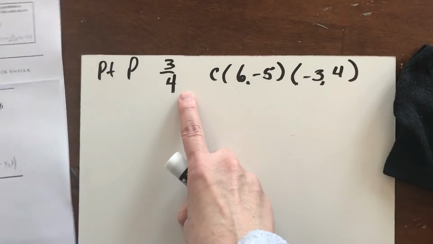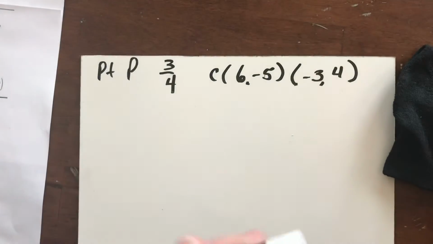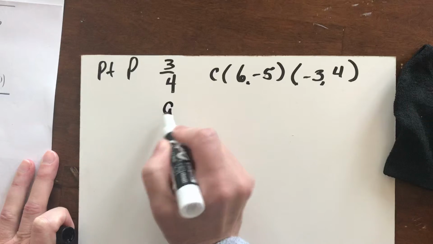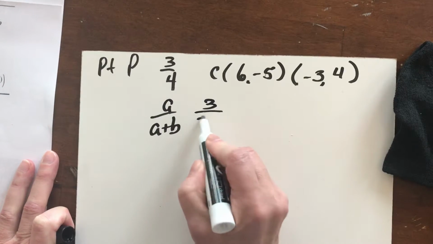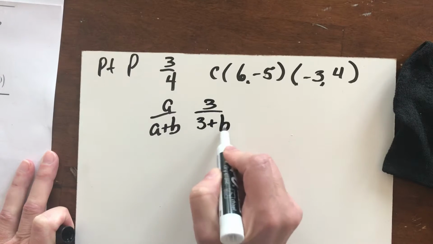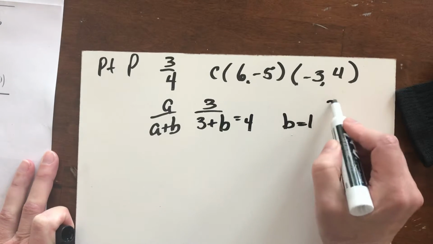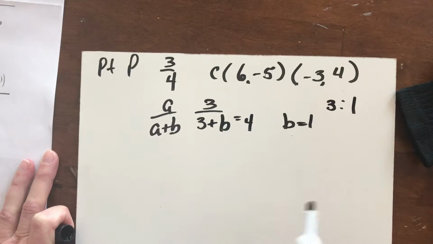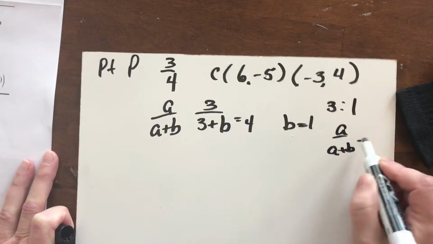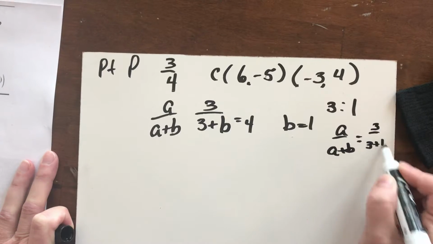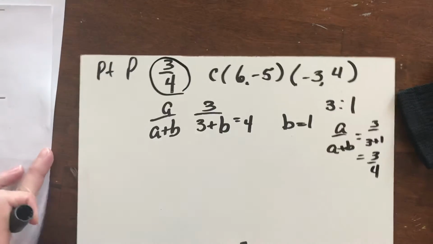Now, 3/4 is not a ratio. I want 3/4 of the way along the segment. So if you think about it, the ratio has to be A over A plus B. So if 3 is A, what plus 3 is going to equal 4? Well, that B would be 1. So your ratio would be 3 to 1. But it's not going to matter because if you do this as A over A plus B, you're going to end up with 3 over 3 plus 1, which is 3 over 4. So you can just use the 3 over 4 as your ratio.